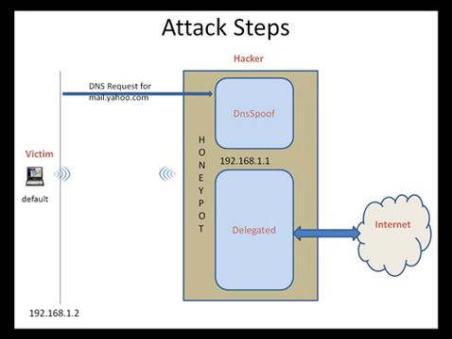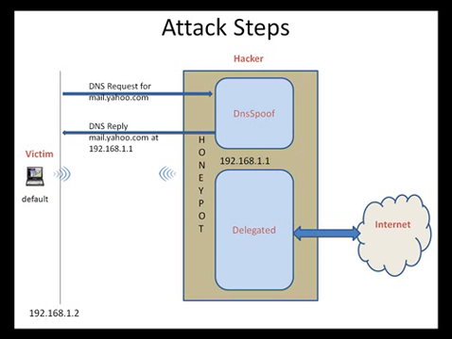Now this request actually arrives at our DNS spoof utility, which will be configured to reply to this DNS request, and it replies back to the victim saying that the IP address for mail.yahoo.com is nothing but 192.168.1.1, which is the hacker laptop's IP address.